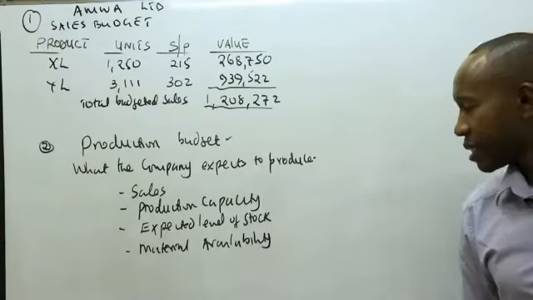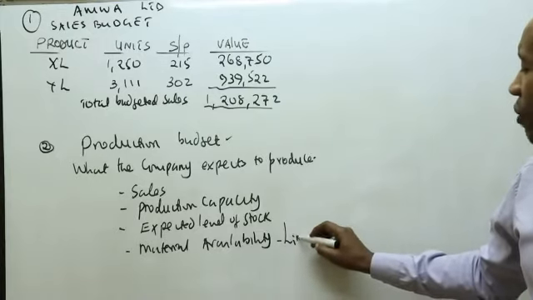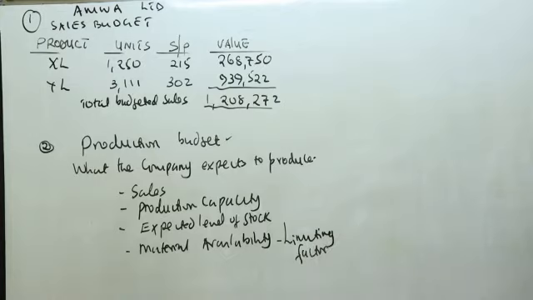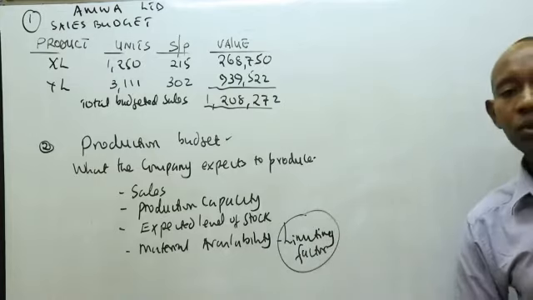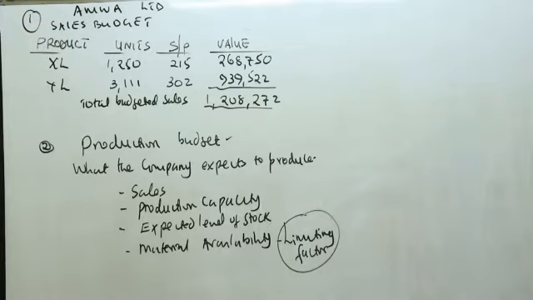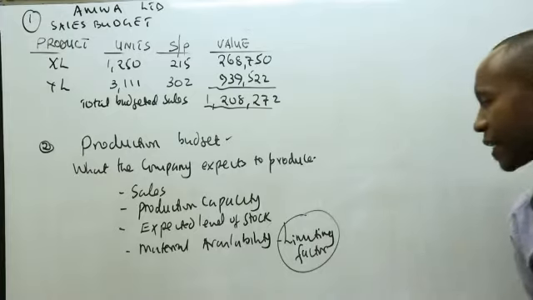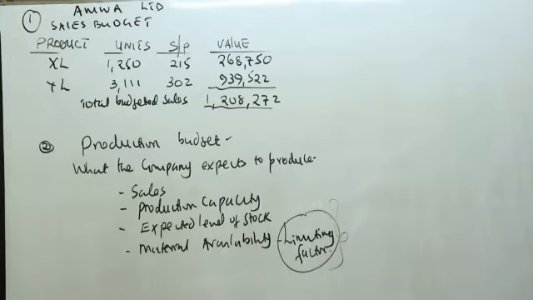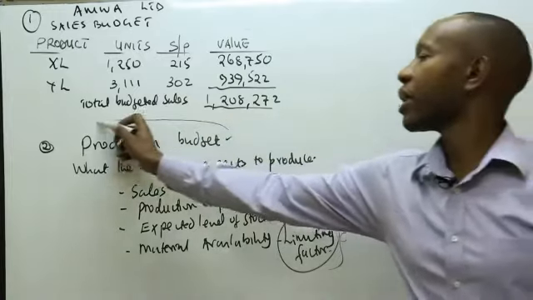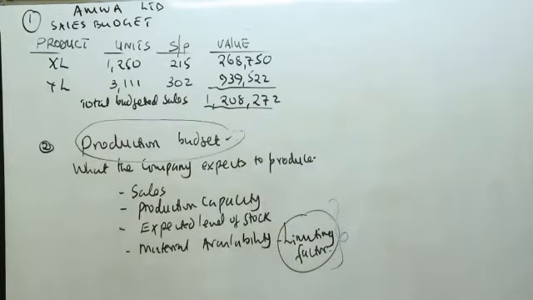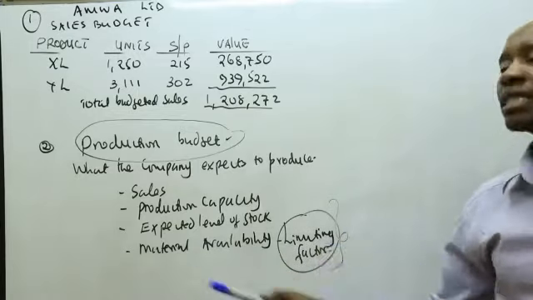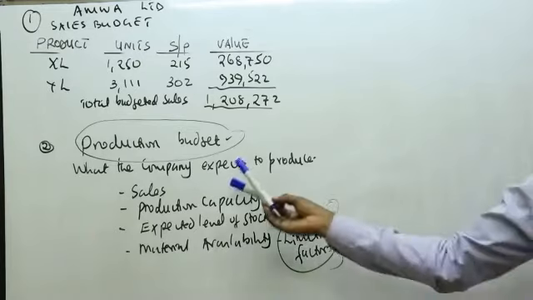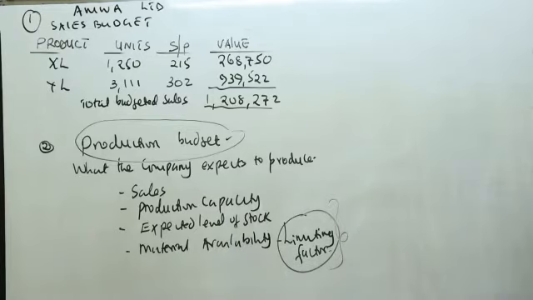Material availability. And when I say these, I want to ask, do we have a limiting factor? A limiting factor is a constraint, which we looked at under production with a limiting factor, if you can remember. It is a constraint that limits the number of units that you are able to produce. So we are saying this is a budget of what the company expects to produce in this current period. And these are some of the factors that you want to consider.